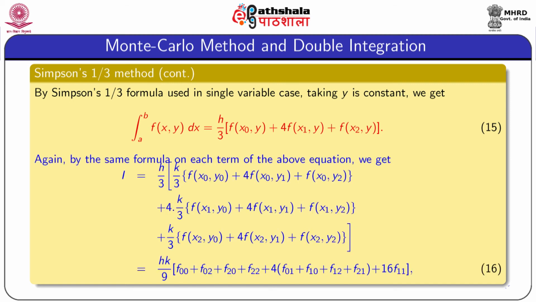Now, applying the same formula on each term of the above equation, we get the following equation, equation number 16. Note that I equals h into k by 9 into [f00 plus f02 plus f20 plus f22 plus 4 into (f01 plus f10 plus f12 plus f21) plus 16 into f11]. So, this is the Simpson one-third formula to calculate the double integration, and the number of subintervals is taken as 2 for x and 2 for y.